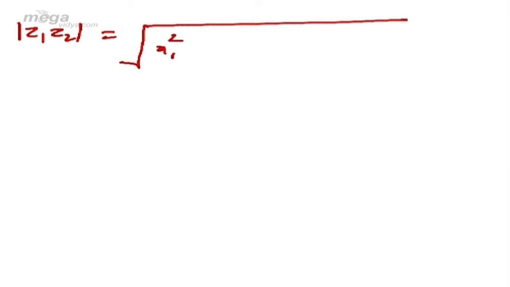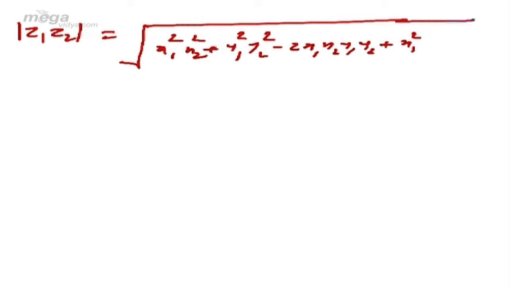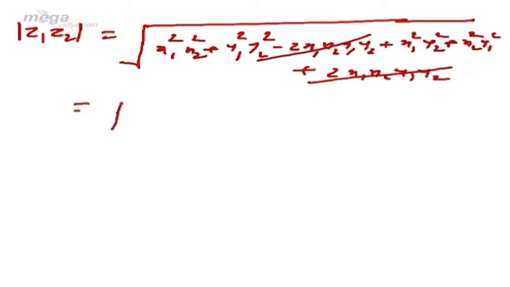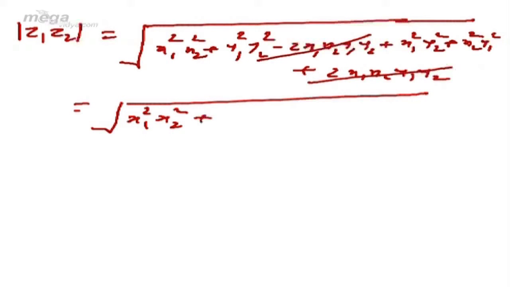So mod of z1 z2 will be equal to root of x1 square x2 square plus y1 square y2 square minus 2 x1 x2 y1 y2 plus x1 square y2 square plus x2 square y1 square plus 2 x1 x2 y1 y2. This term will cancel out. So in the bracket you will get x1 square x2 square plus y1 square y2 square plus x1 square y2 square plus x2 square y1 square.